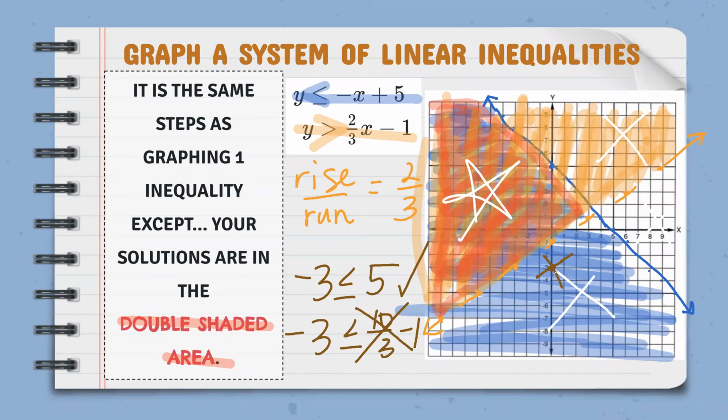So if you're going to test your points, you have to plug it into both inequalities, and they both have to be true. Okay, if you want to make sure and test your points. But that is how you graph a system of linear inequalities. The same exact way as graphing one, except your solutions this time are going to be in the double shaded region.